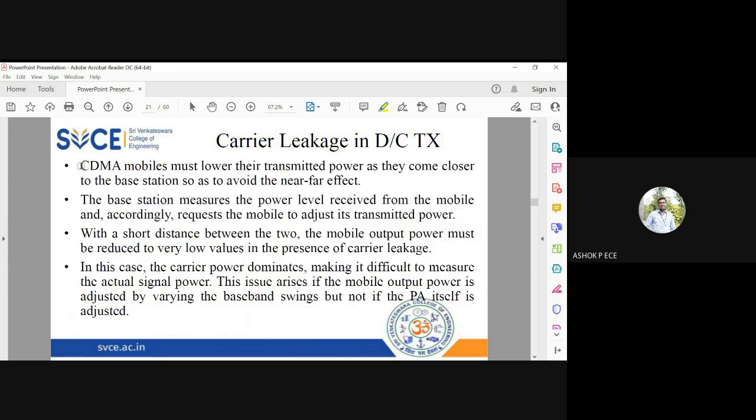CDMA mobiles must lower the transmitted power as they come close to the base station to avoid the near power effect. That's what they say. Whenever you are very close to the base station, more power is not required, so they start lowering the transmitted and received power. That is called the near power effect. The base station will always calculate the power received from the mobile station, and it will request the mobile station to adjust the transmitted power so it can minimize its requirement.